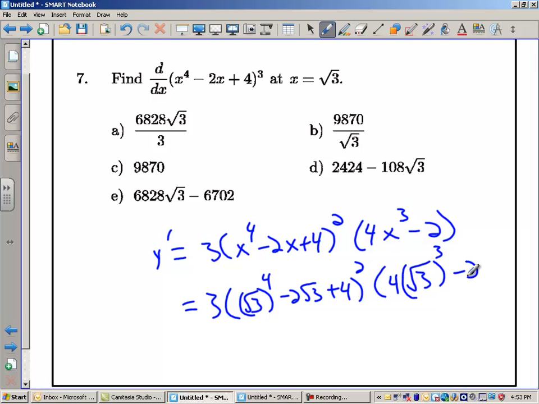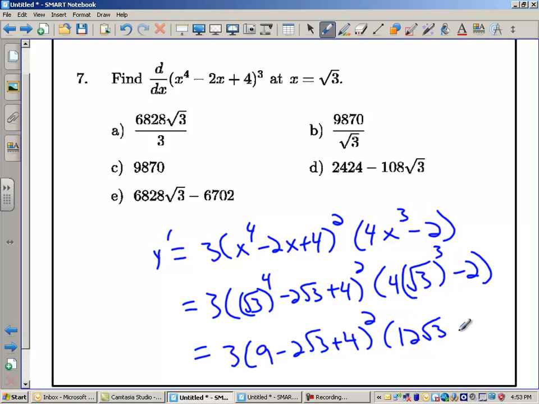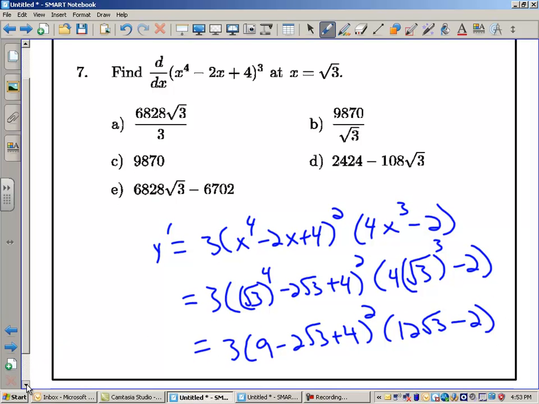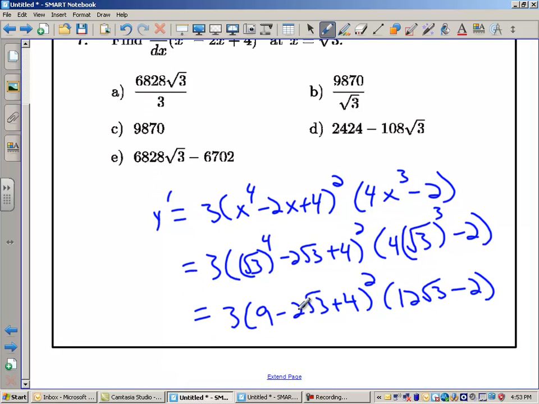cubed minus 2. Let's see if we can clean this up a little bit. So I've got 3 times the square root of 3 to the 4th is 9. And then the square root of 3 cubed is, well, 3 square roots of 3, but I'll bring the 3 out with that 4, minus 2. And I'm going to let you plug that into your calculator to see what this is.